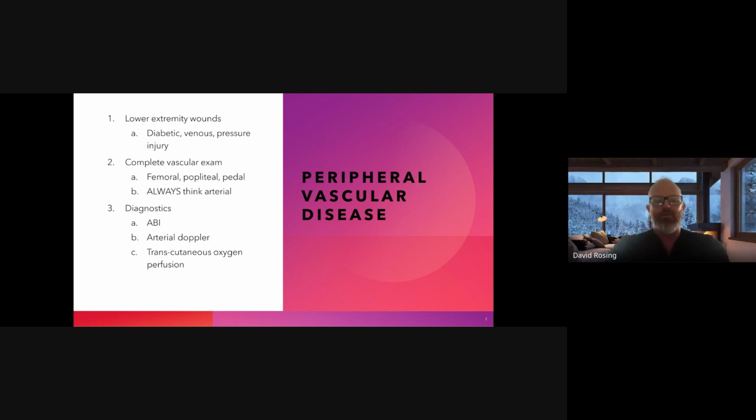So we do want you to do ABIs, and we're moving towards something called QuantaFlo now, which is a little bit different way. You get a toe brachial index, or TBI. But I'm just going to go over classic ABIs. We still do them. If you're in facilities, they usually prefer getting an arterial Doppler, which is just an ultrasound, and that'll show you significant stenoses, but that doesn't give you an actual ankle brachial index.